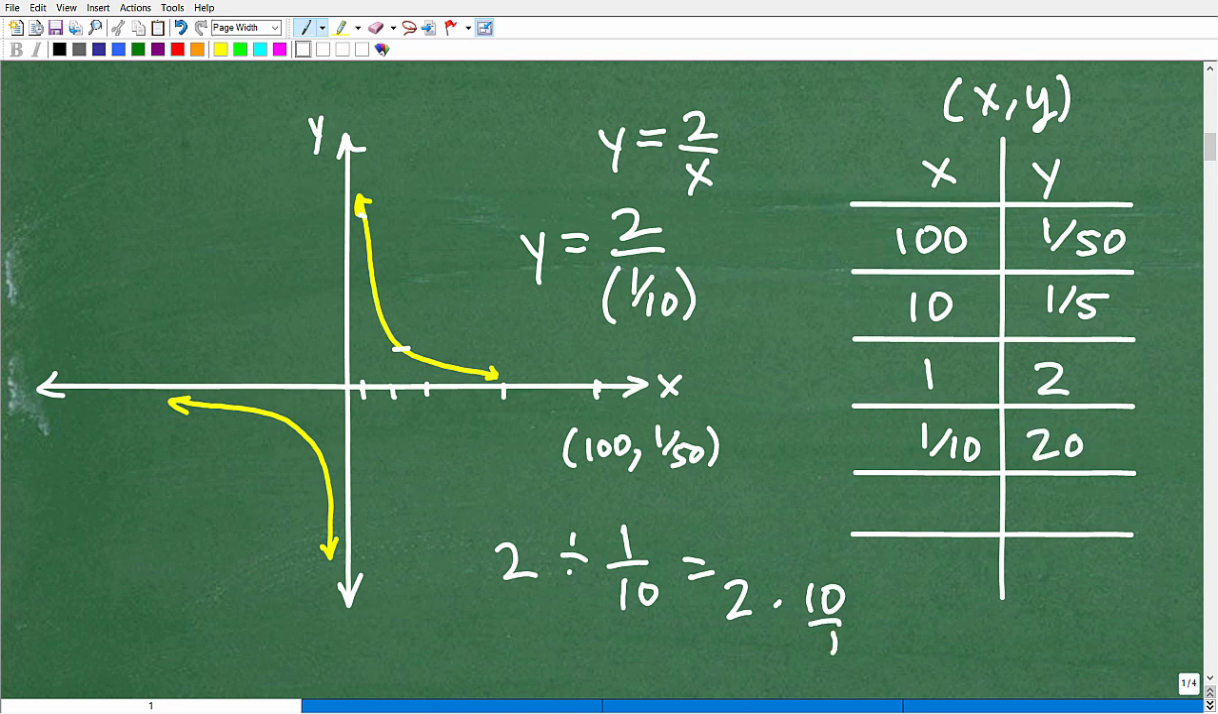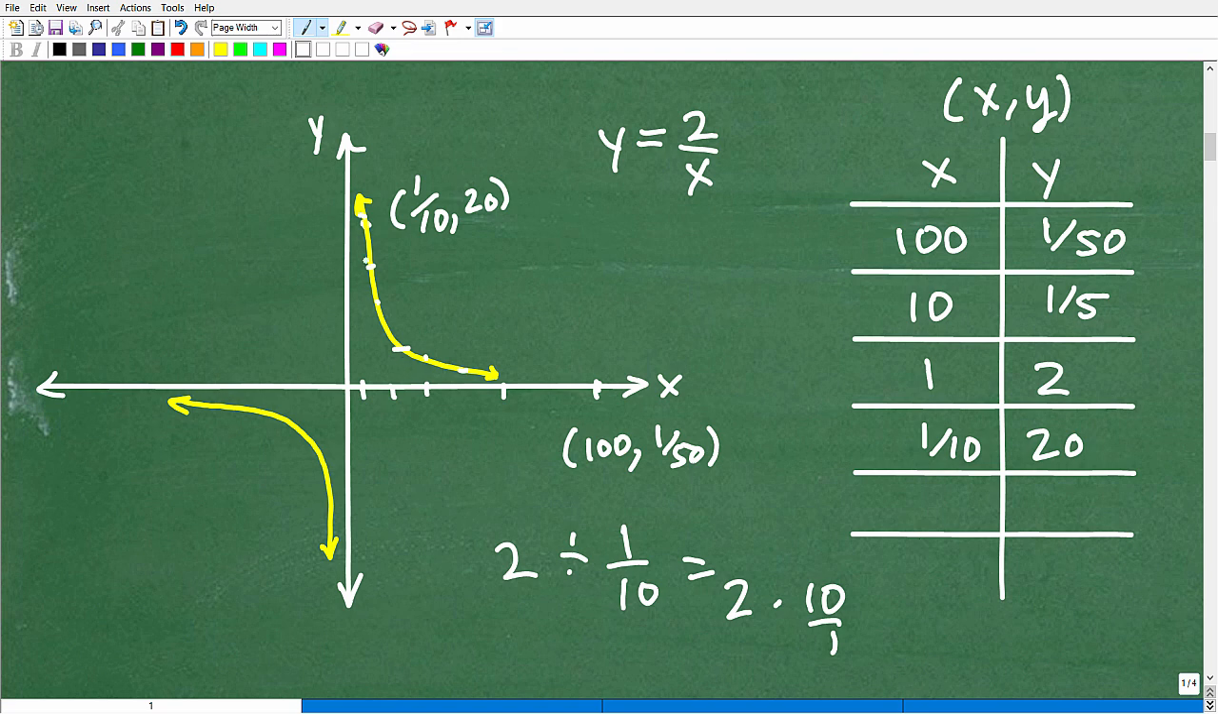Okay, so when x is 1/10, y is 20. So this point up here would be x is 1. Let's put it right here. X is 1/10, y is 20. So hopefully you kind of get an idea here. I could just plot a bunch of points and create a table of values. You kind of need to do that until you get a better feel for how to do this.